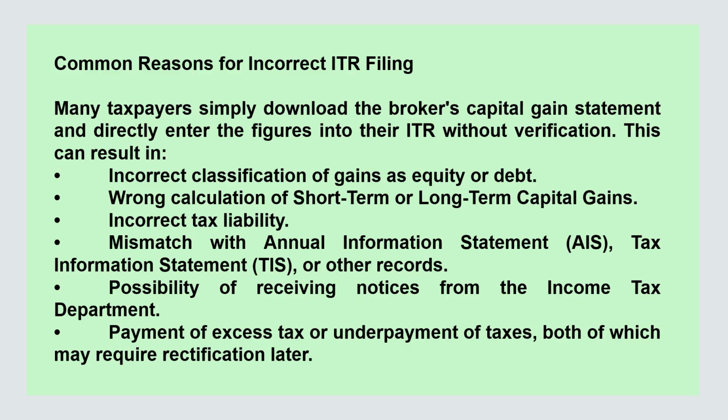Common reasons for incorrect ITR filing. Many taxpayers simply download the broker's capital gain statement and directly enter the figures into their ITR without verification. This can result in incorrect classification of gains as equity or debt, wrong calculation of short-term or long-term capital gains, incorrect tax liability, mismatch with the Annual Information Statement (AIS), Taxpayer Information Summary (TIS), or other records, possibility of receiving notices from the income tax department, and payment of excess tax or underpayment of taxes, both of which may require rectification later.